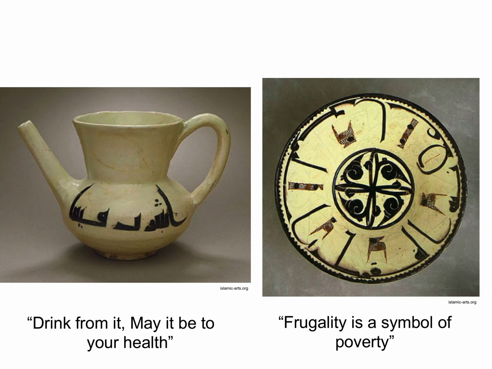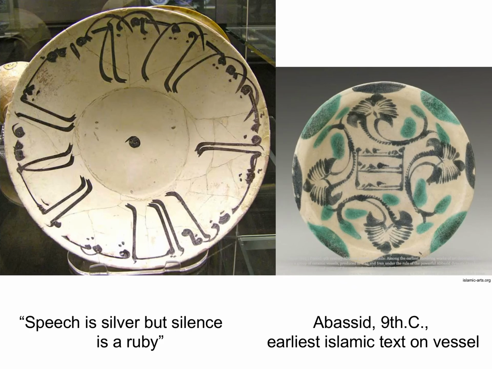And here we have, drink from it, may it be to your health, while the one on the right, frugality is a symbol of poverty. Speech is silver, but silence is ruby. And on the right, you have from the Abbasid period in the 9th century, one of the earliest Islamic texts on a vessel.